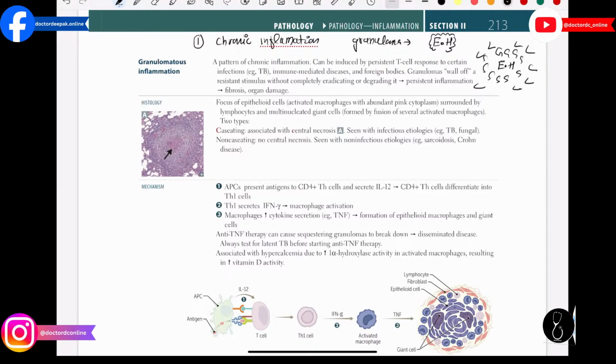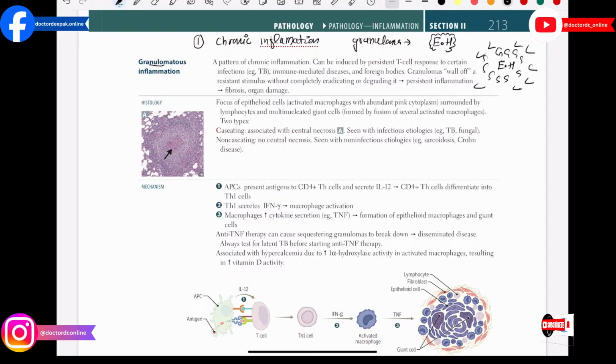Then you have to remember the granuloma is divided into two main types. One is the caseating granuloma, and the second one is the non-caseating granuloma. So these are very important points. Let's take a quick review from the first stage. The important things we will also discuss at the end.